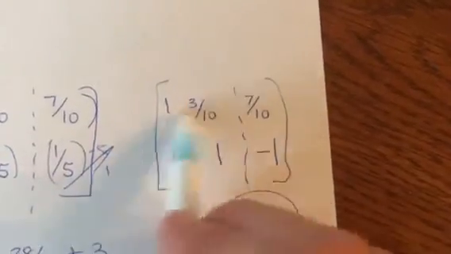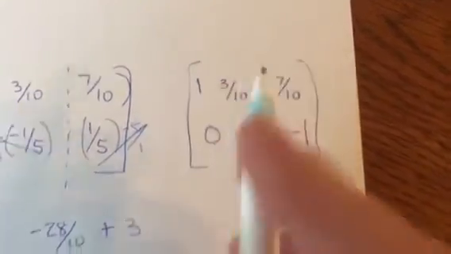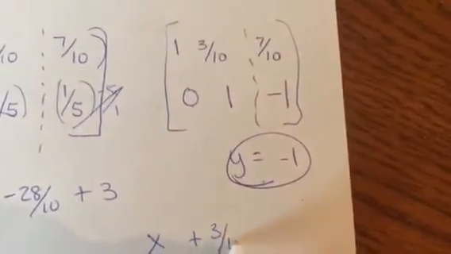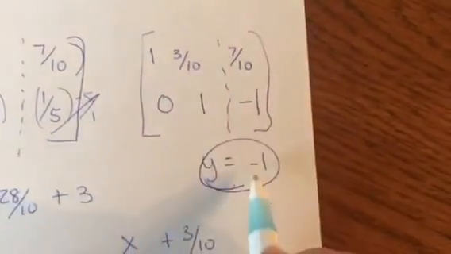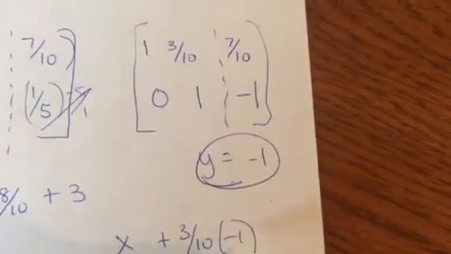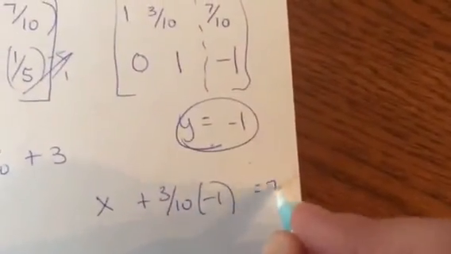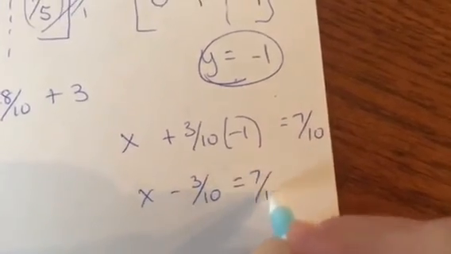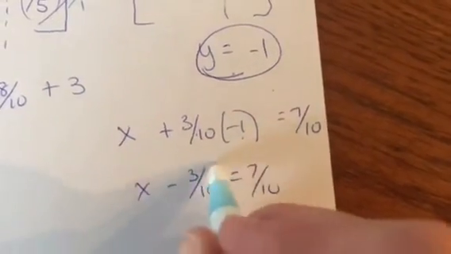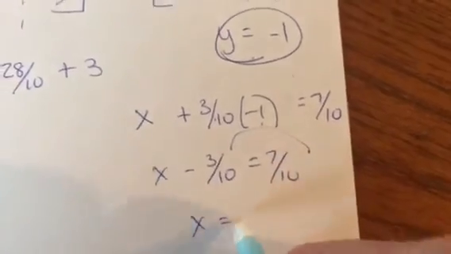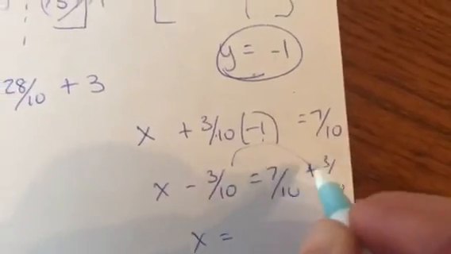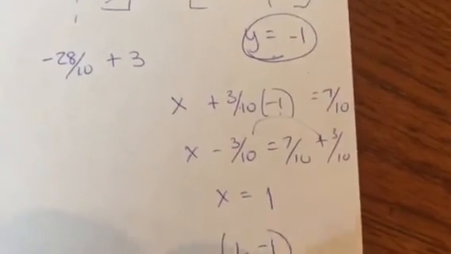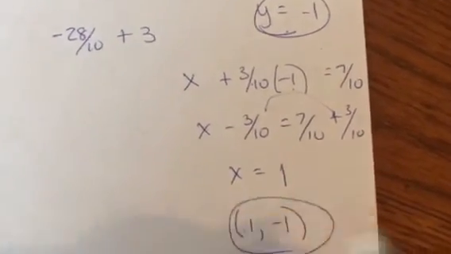Now I'm going to go up here to find my x. I've got a 1x plus 3/10 y. So this is plus 3/10 y, and my y is a negative 1, equals 7/10. So that gives me negative 1 times 3/10 is a negative 3/10. If you add 3/10 to this side, use your calculator again, but you see you get 10/10, or you get 1. So my ordered pair is 1, negative 1. And there you go.